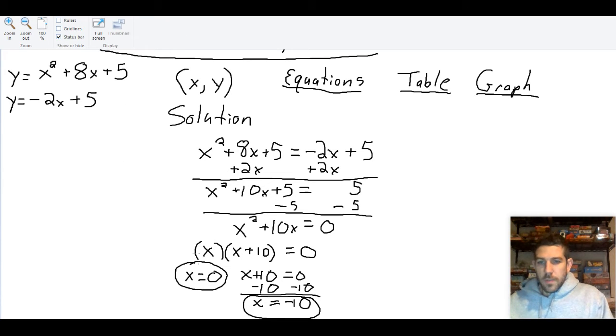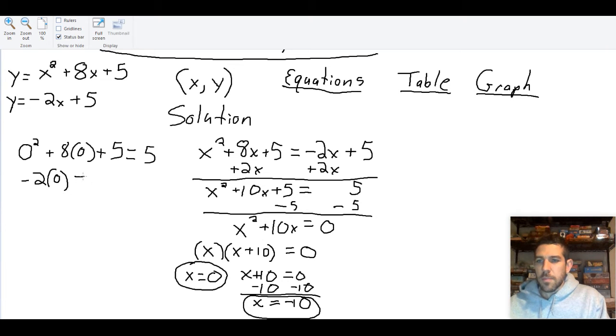Alright, so one of our solutions was x is 0. Let's go ahead and plug that into this first equation. If x was 0, we'd have 0 squared plus 8 times 0 plus 5. In that case, 0 squared is 0, plus 8 times 0, that's 0, plus 5, that would equal 5. So if x was 0, the first equation would be 5. What about the second equation? In the second equation, we said it was negative 2 times 0, if x is 0, plus 5. Negative 2 times 0 is 0, and 0 plus 5 is also 5.